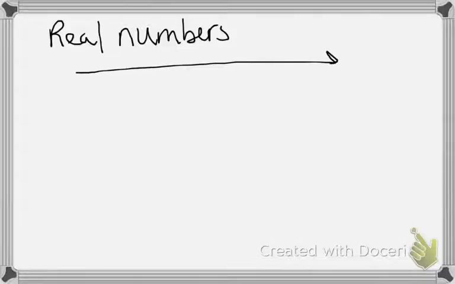Alright, so real numbers. A real number is a value that represents a quantity along a number line. So if you can put it on a number line, it is a real number, basically. Which means every number can go on the number line. Real numbers include rational numbers and irrational numbers.